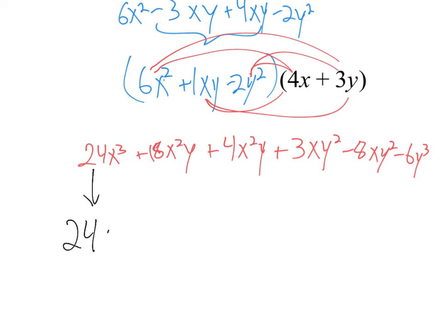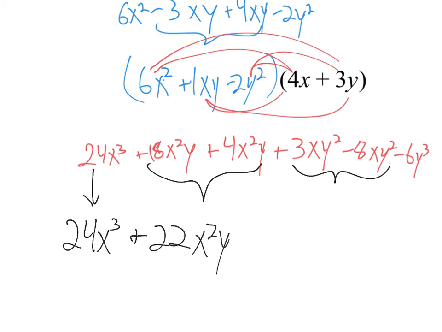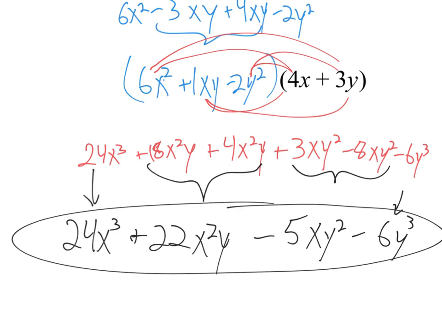24x cubed, that's the only x cubed. I've got a handful of x squared y's. That'd be 22x squared y. I've got 3 minus 8, that's negative 5xy squared. And then we have the negative 6y to the third at the very end. That would be our final answer.